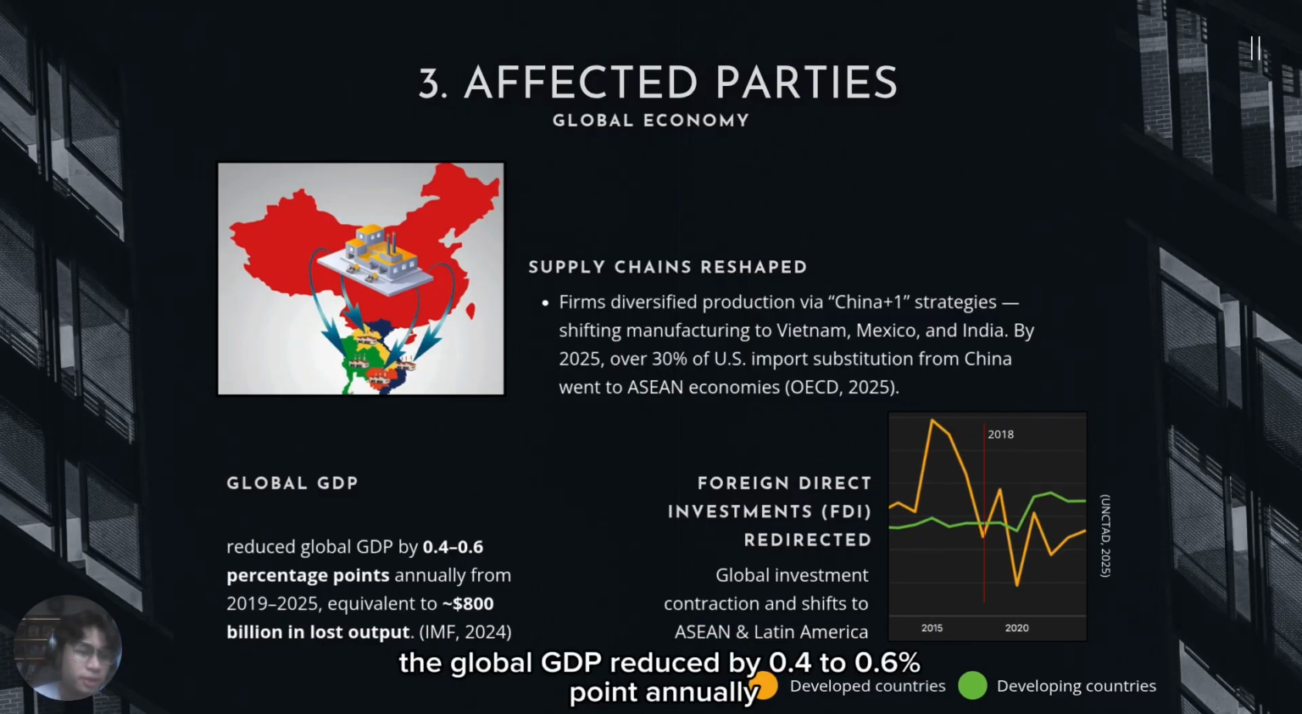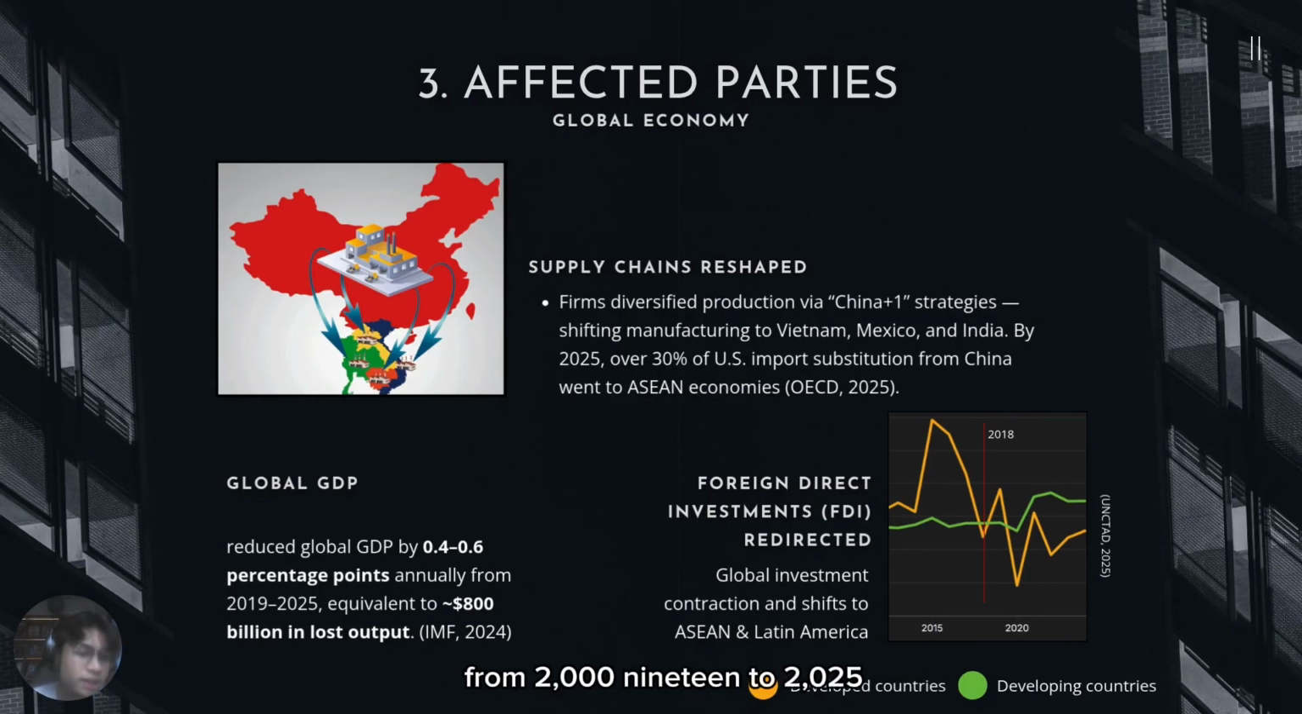The global GDP reduced by 0.4 to 0.6 percentage points annually from 2019 to 2025. This is equivalent to $800 billion in lost output.